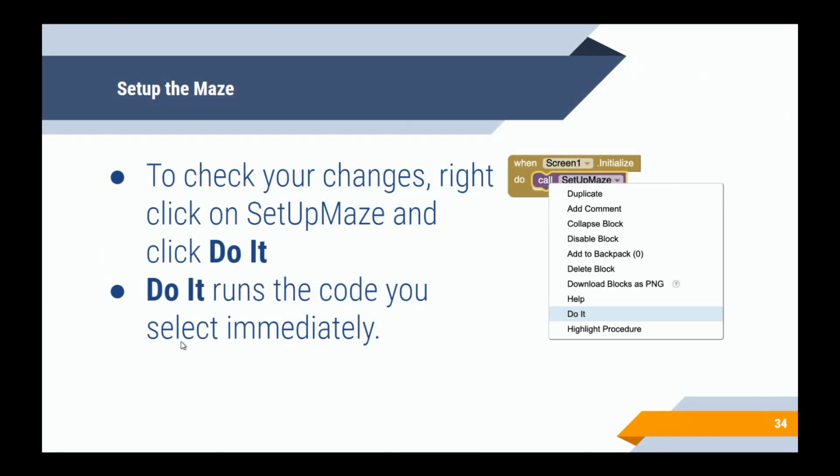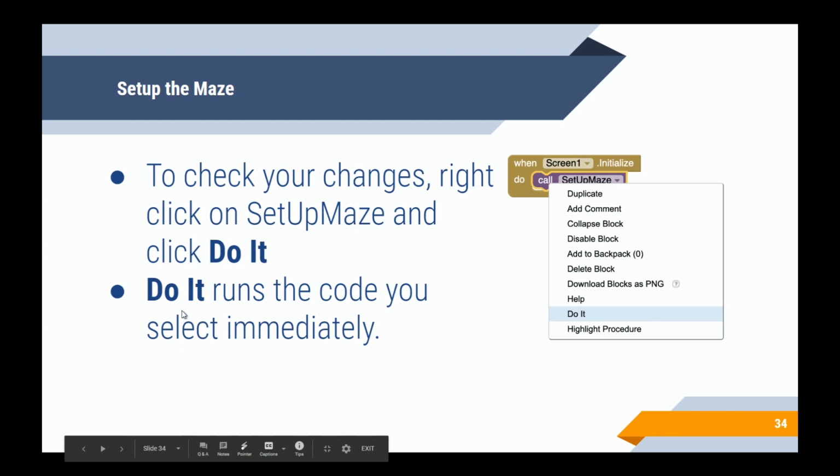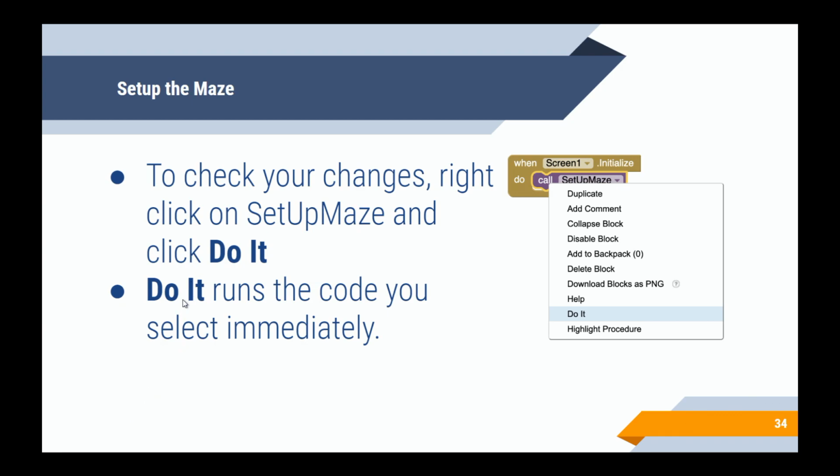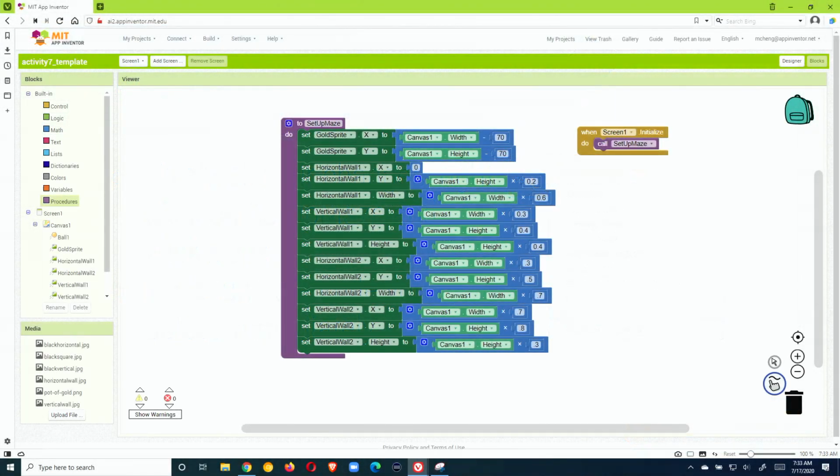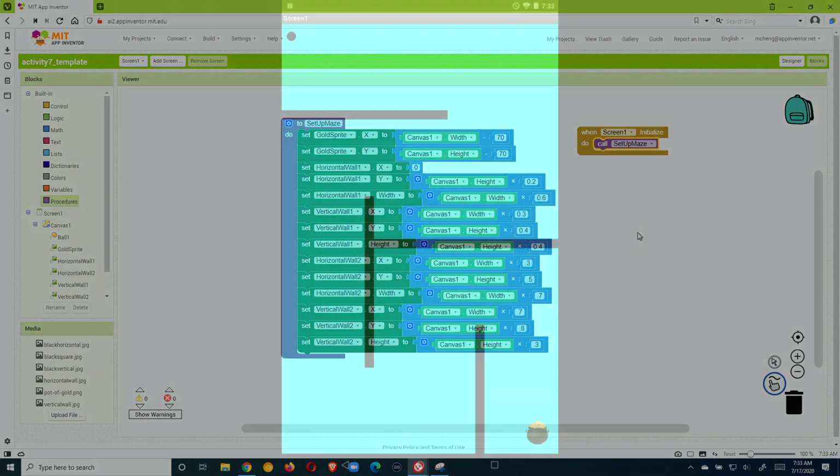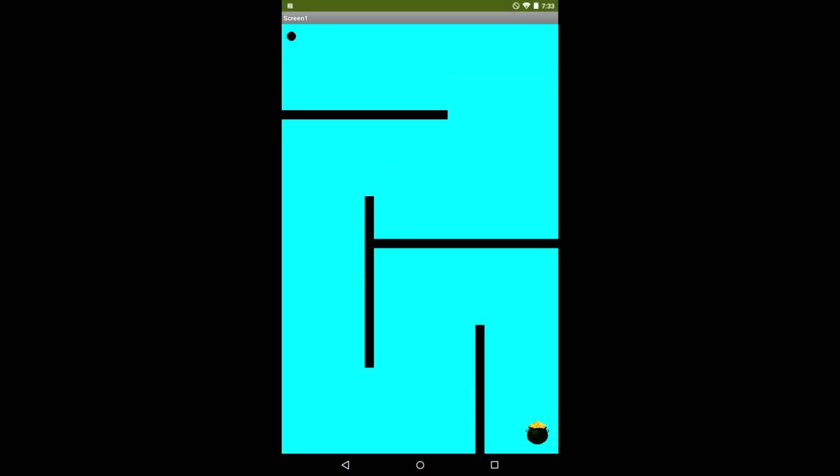Now, just to know for yourself, if you want to check the changes that you just made, you can click on Do It inside of App Inventor, and that'll execute the procedure immediately. So let's go ahead and try that. I'm going to say Do It. And you'll notice now on our tablet, it's fixed all of our maze because it's looked at the pixels and drawn the walls appropriately.